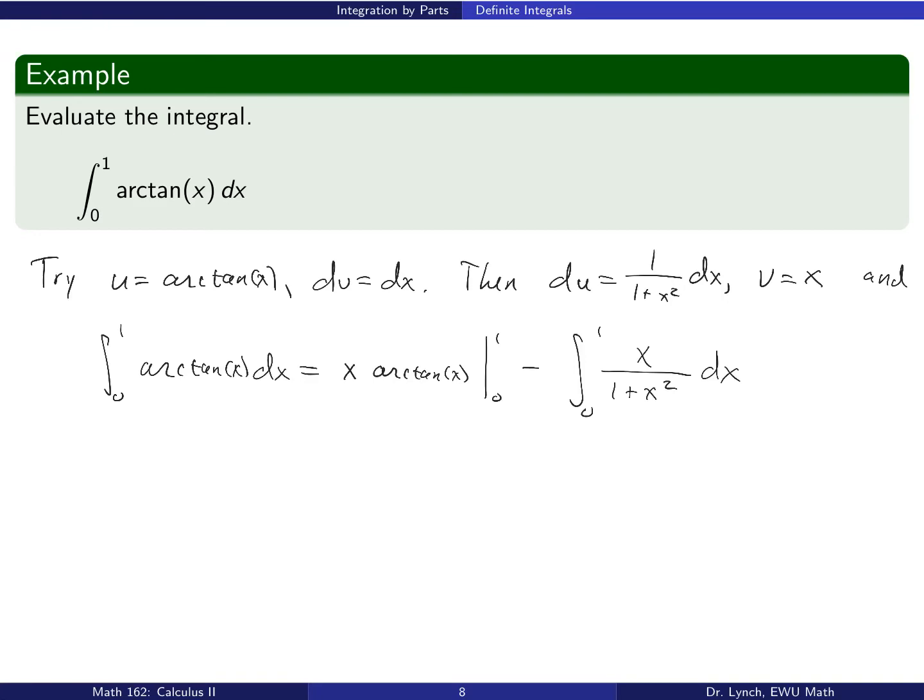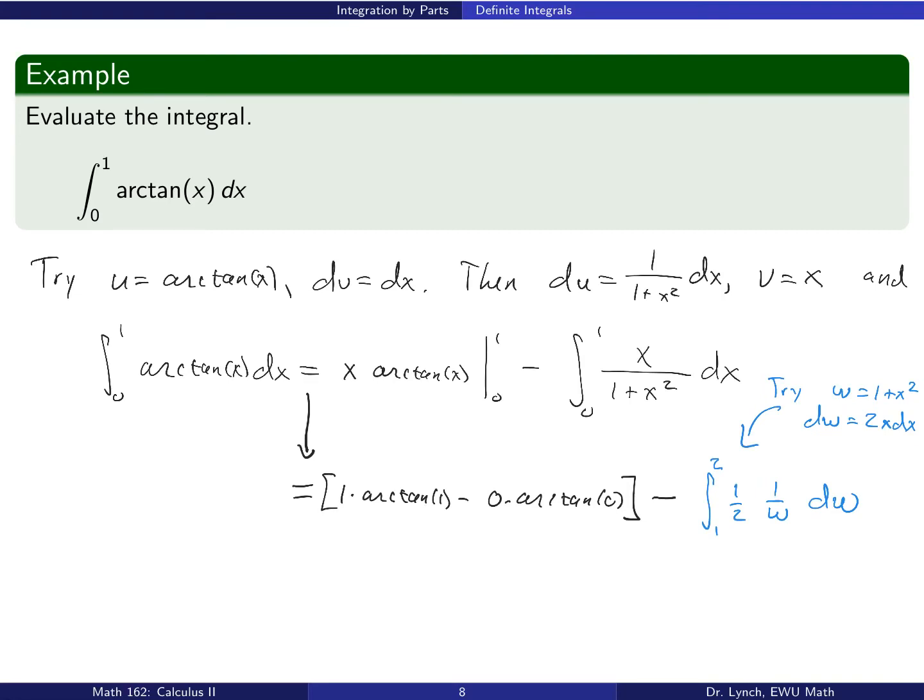Now this integral, as it turns out, we can evaluate using a substitution method from chapters 5 and 6. The substitution here is the denominator, 1 plus x squared. I'll do the substitution formally. Since I've already used u as a variable, I'll do a w substitution here. So here is that term x arctan x evaluated at 0 and 1. And here's our substitution. Our new integral is the integral from 1 to 2 of 1/2 times 1 over w dw.